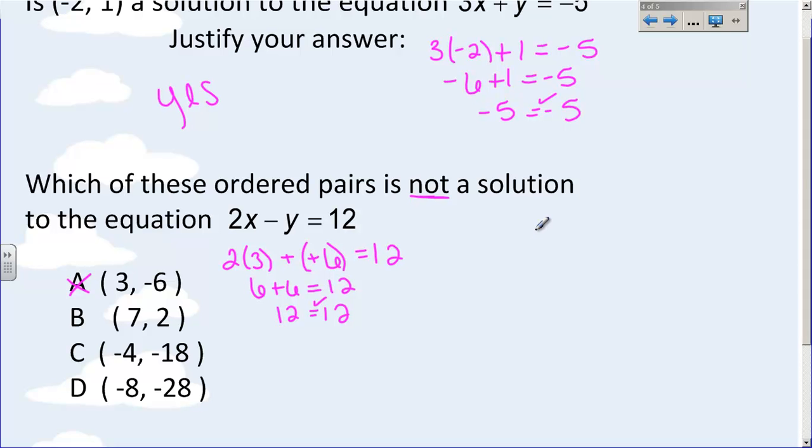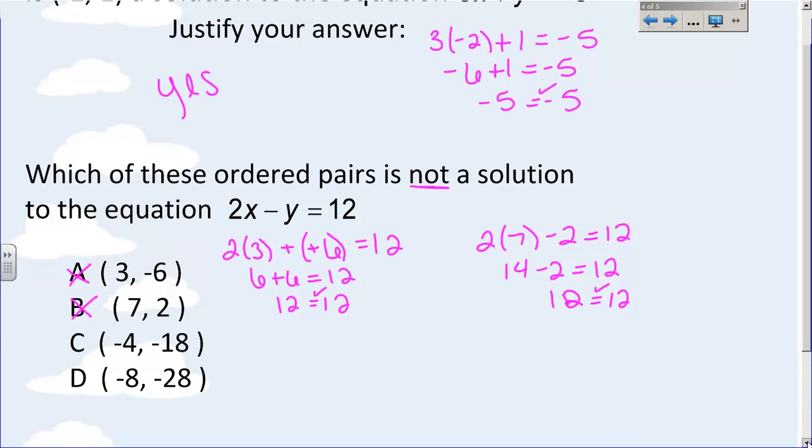So this is a solution. I want the one that's not. So I've got to check another problem. So let's do the 7 and 2. So I have 2 times 7 minus 2 should equal 12. Well, 2 times 7 is 14. And 14 minus 2 is 12. So that one is also a solution because I got another true statement. So I get to check another one.